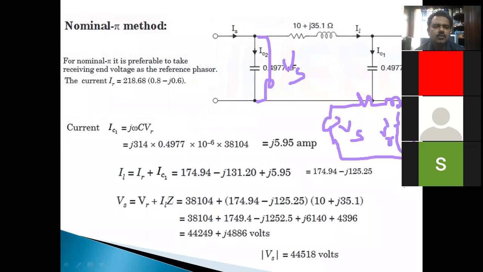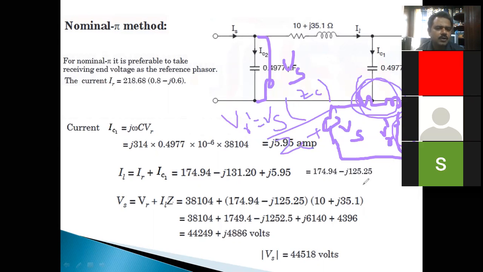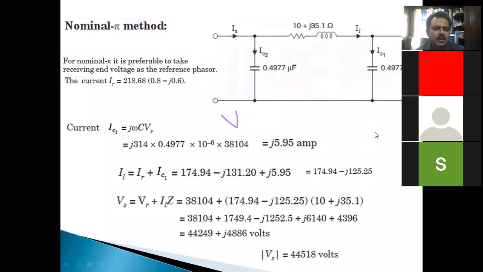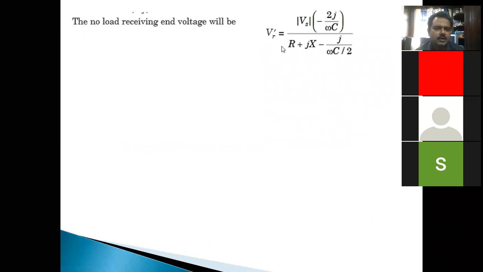VC, receiving end voltage under no load condition, VR dash. So VR dash, these three are series elements, that's why VR dash is equal to simply supply voltage multiplied with this impedance across capacitance ZC by total impedance ZC plus Z dash. That is the voltage division rule. The same thing what I have written, you will get the same value. After calculating, it comes around 44,762 volts.